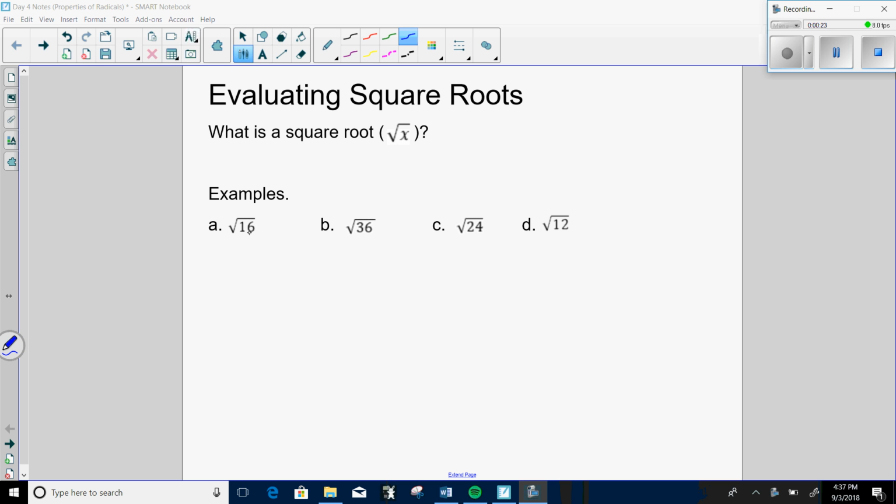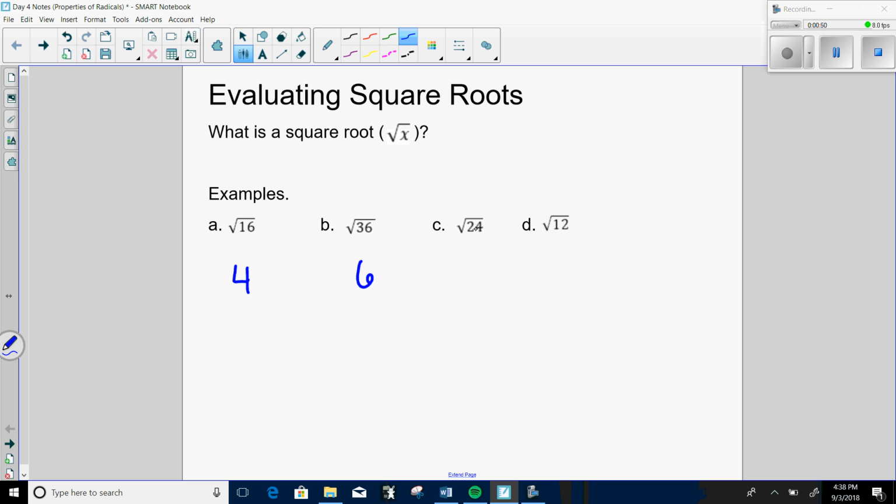So the first example is going to be the square root of 16. Well, the square root means what number multiplied by itself would give me the number inside. So the square root of 16, how can I get 16? Well, I can do 4 times 4. So that becomes just the answer of 4. Whereas the square root of 36, what number can I multiply by itself to get 36? Well, 6 times 6.